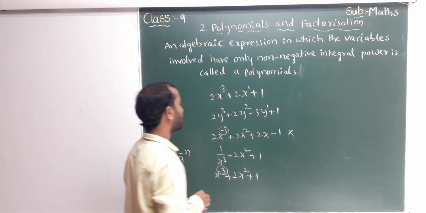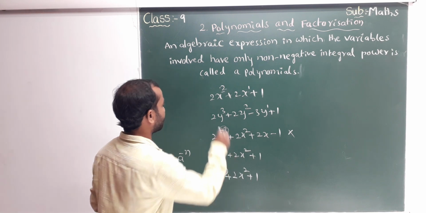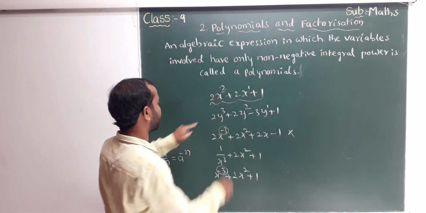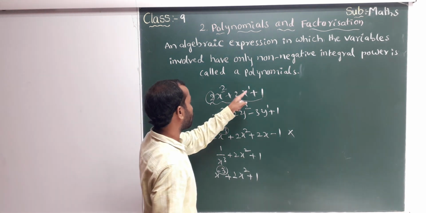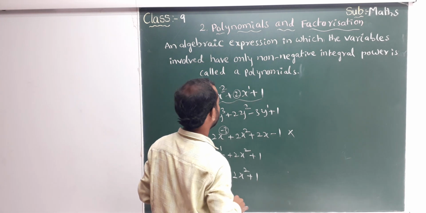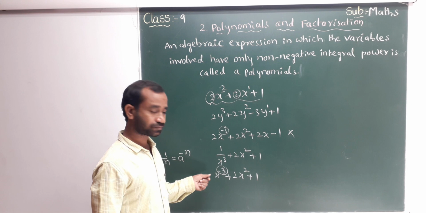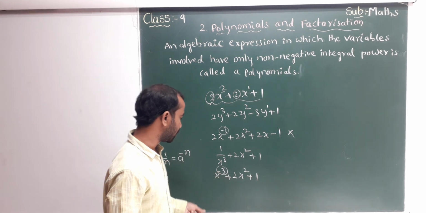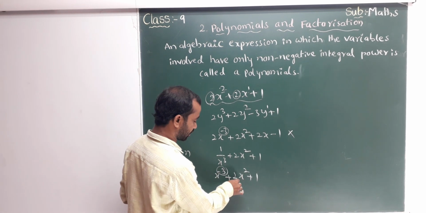Okay. Next, coefficients of each and every variable. For example, in the first example, the coefficient of x square is 2. Next, the coefficient of x is 2. That is the coefficients. Next, x to the power of minus 3 plus 2x square plus 1. Here the coefficient of x cube is 1, and the 2x square coefficient is 2.